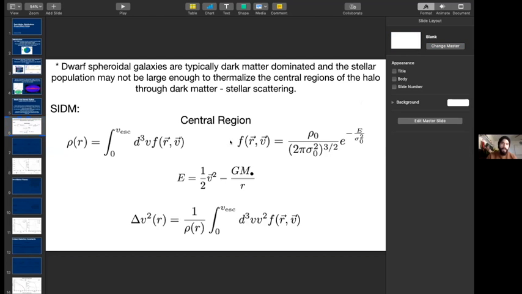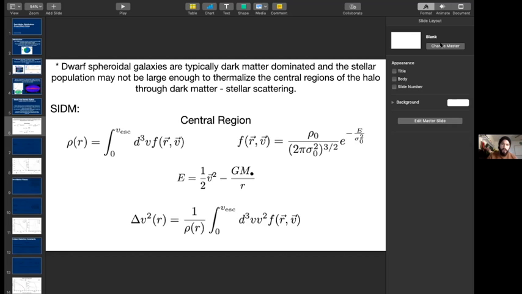So as I mentioned, I wanted to focus on dwarf galaxies, in particular satellite galaxies, and even more specifically on Draco in a few slides. Dwarf spheroidal systems are dark matter dominated, so the stellar population may be too small for this gravitational scattering mechanism to actually work. We don't really expect the halos to thermalize in CDM for dwarf galaxies. However, if we consider self-interacting dark matter, the scattering between dark matter particles can naturally lead to a thermalized halo.